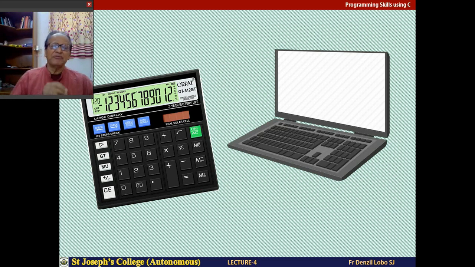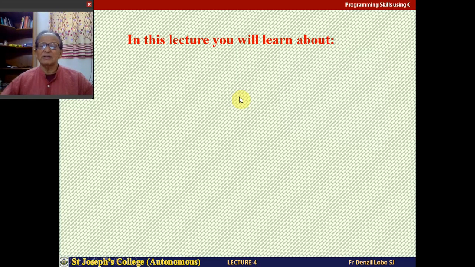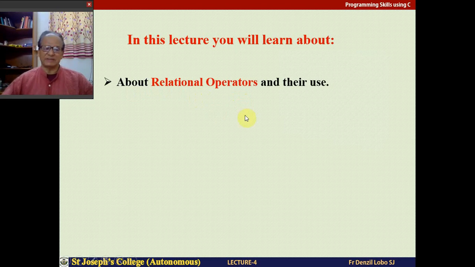The major difference between a calculator and a computer is that a computer can decide and give us an answer. Suppose I give two numbers, I can find which is greater, which is smaller, whether they are equal, etc. That is the ability a computer has. And for that also, we need to have some operators. Therefore, during this lecture we learn what relational operators are.